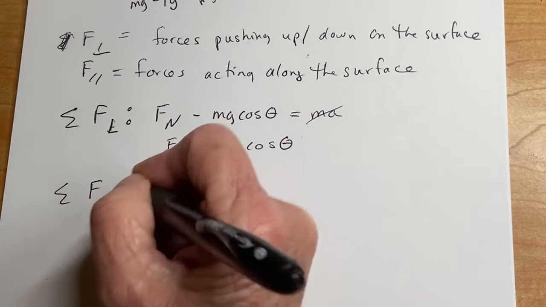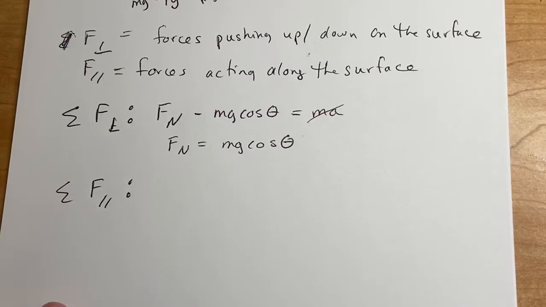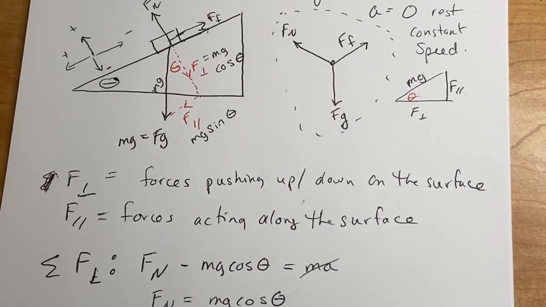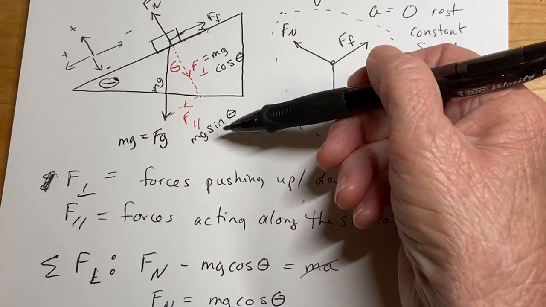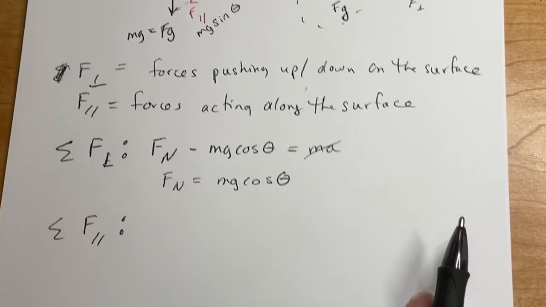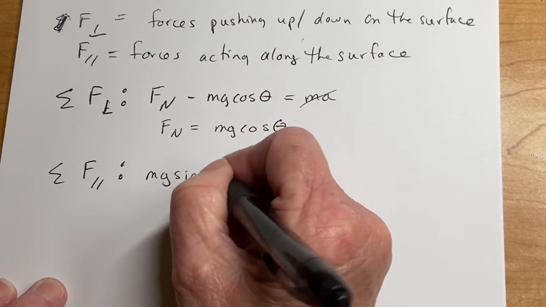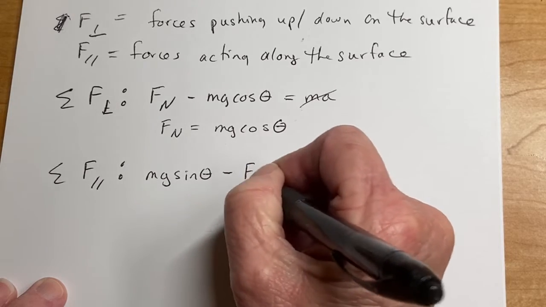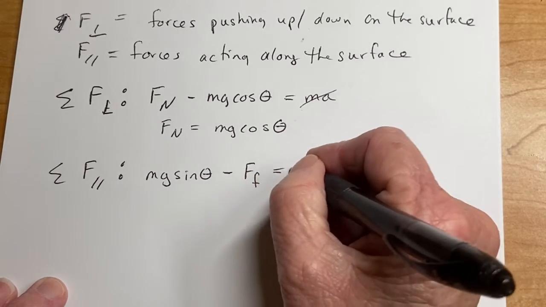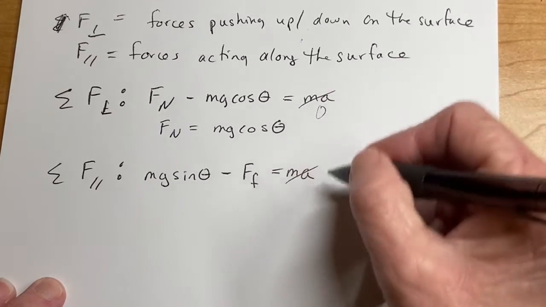In F parallel, this is the one that's always going to help us solve for the acceleration. Going down the ramp, positive direction would be mg sine theta, and going up the ramp, in negative land here, would be friction. So we have mg sine theta minus Ff equals ma. In this case, because we're at rest or at constant speed, ma is 0. So both of these end up being 0.